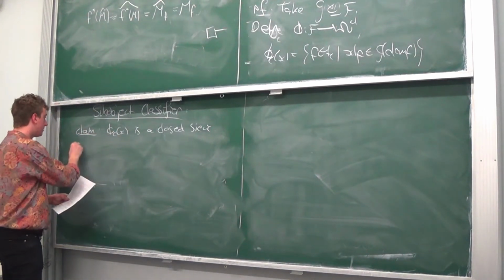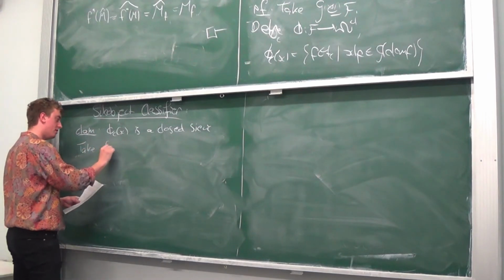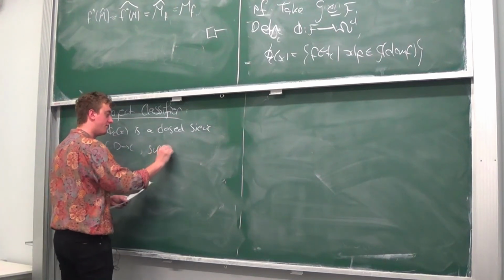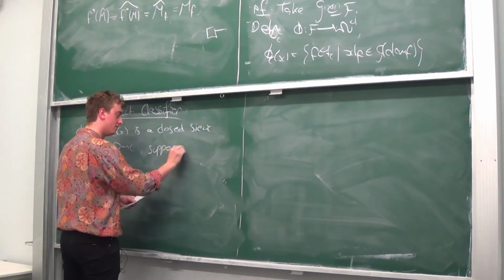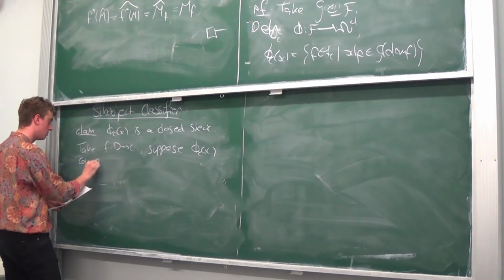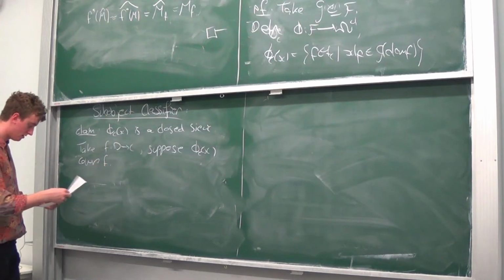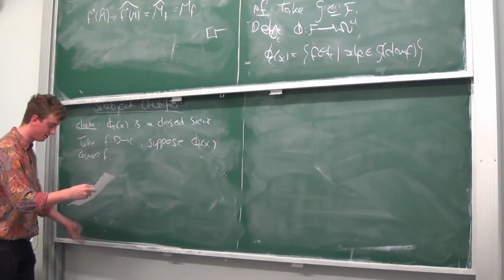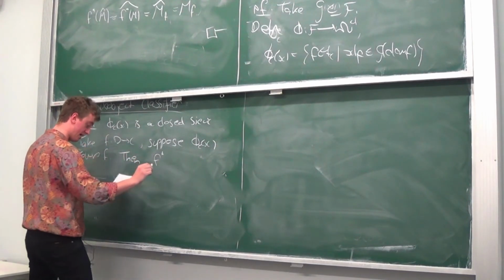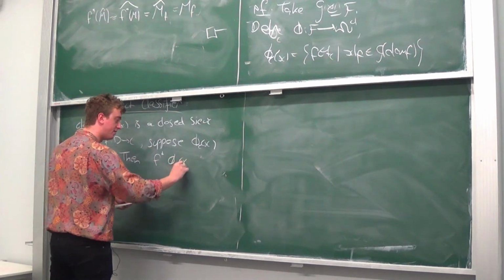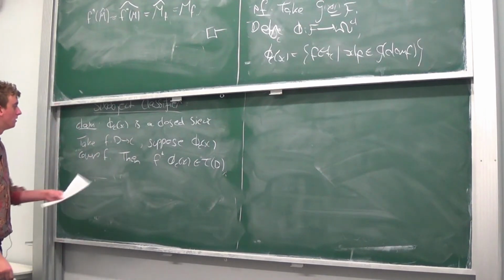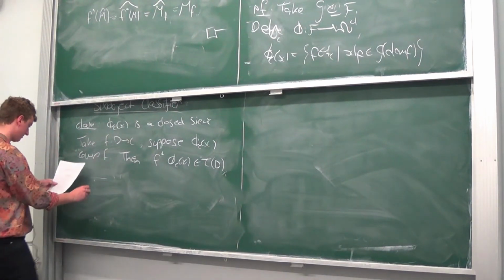So take some f from D to C and suppose that phi C of x covers f. What does this mean? Well, this means that the pullback by f of phi C of x is a covering sieve for D. Okay, so now what is the pullback?